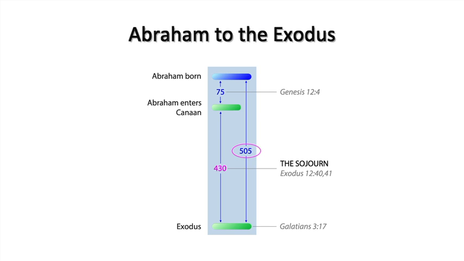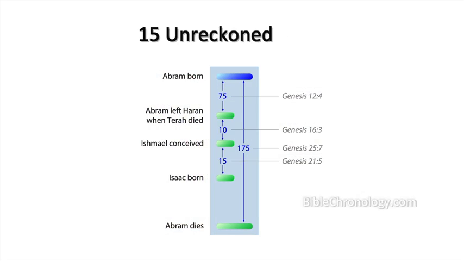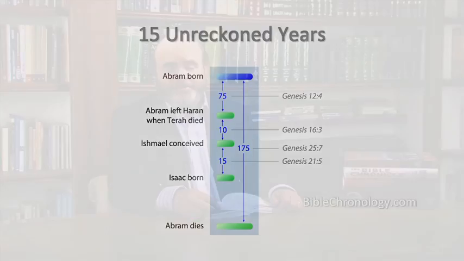Now remember that in this period of 505 years, 15 of those years were unreckoned. This was the time between Ishmael's conception, that's when Abraham got in the flesh, as it were, and tried to do God's plan by his own strength. From Ishmael's conception, when Abraham was 85, until Isaac's birth, when he was aged 100, those 15 years were unreckoned.